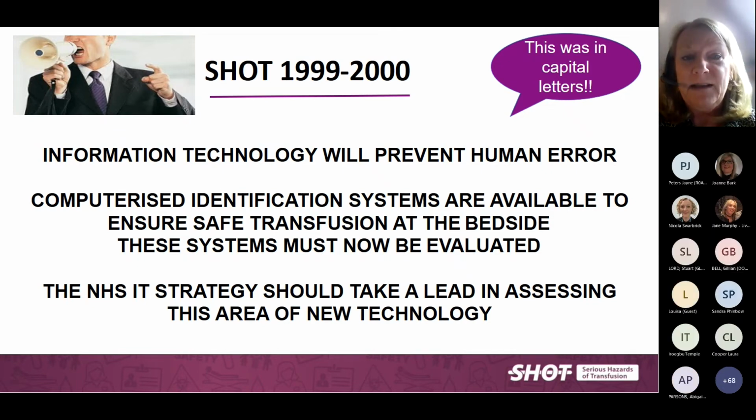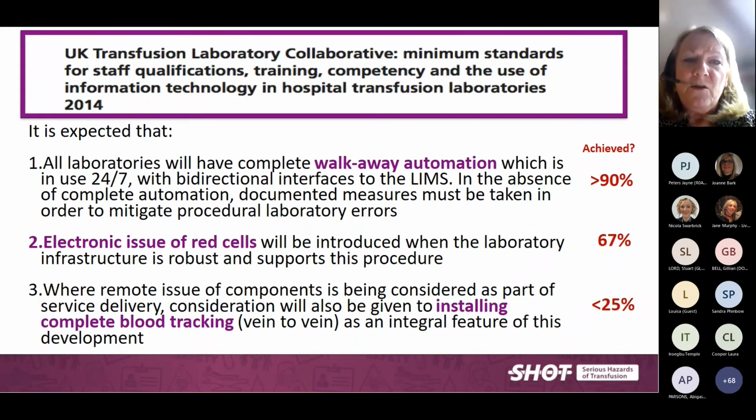There was a view then that if we had IT across the piece, it would prevent human error. There was increasing availability of identification systems for transfusion that were available but not fully evaluated. And the recommendation was that the NHS should take a lead in assessing this new area of technology. So where have we gone since then?